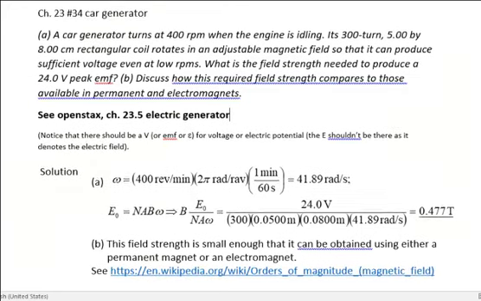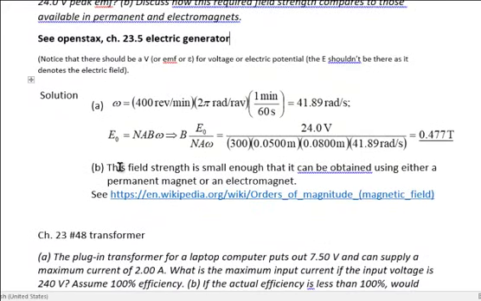And let's see a little bit here. Yeah, this field strength is small enough that it can be obtained easily using a permanent magnet. Actually, it seems like a strong permanent magnet. Refrigerator magnets are in the neighborhood of a few millitesla. This one here is getting actually close to these neodymium magnets, the really strong ones.